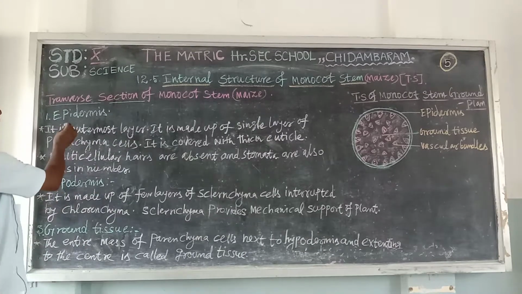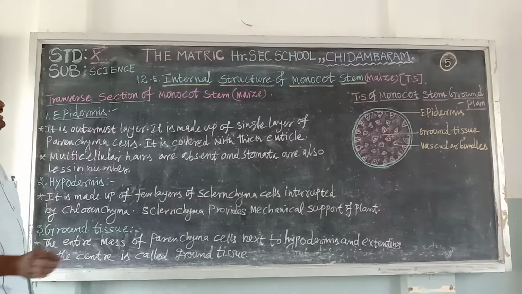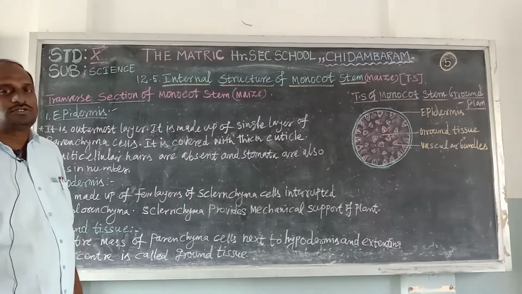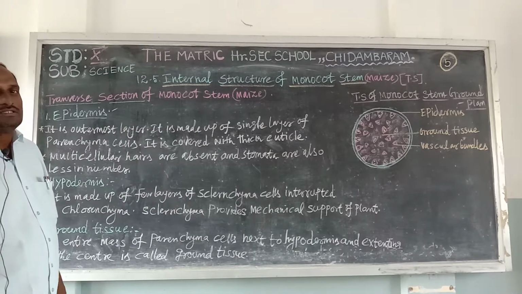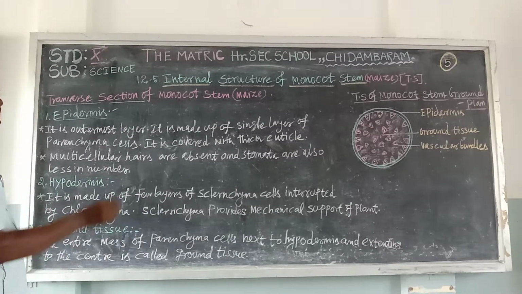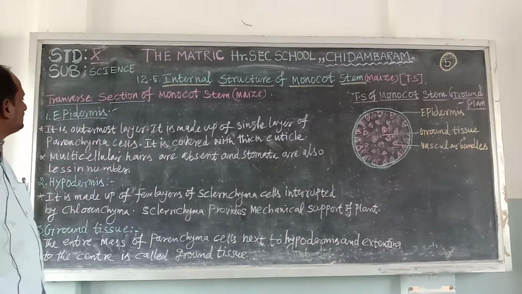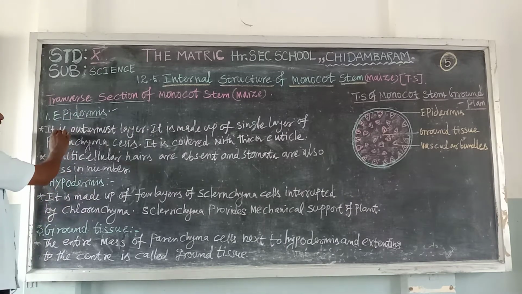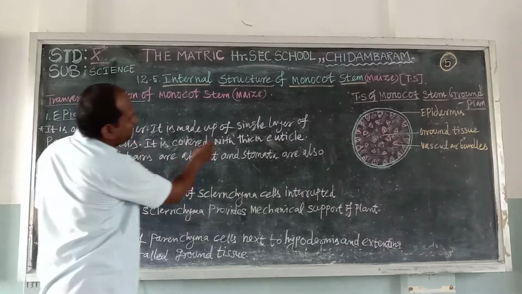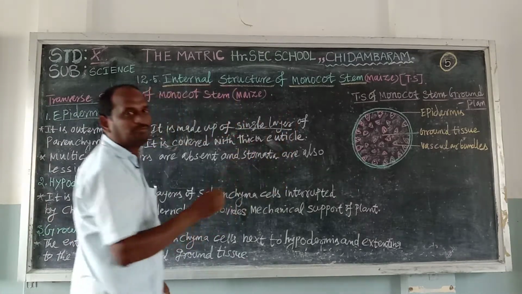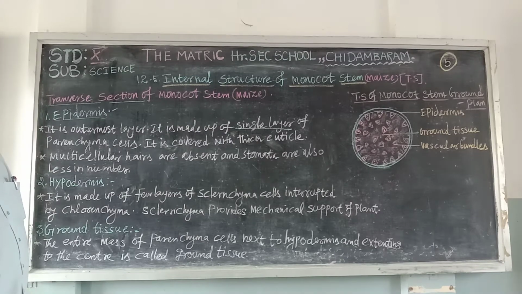The first one is the epidermis. In every root, dicot root and stem, the outermost layer is the epidermis. Epi means outer. You already know the epidermis very well. The first character: the outermost layer is made up of a single layer. Some dicot roots have many layers, but the monocot stem, for example maize, has a single layer.